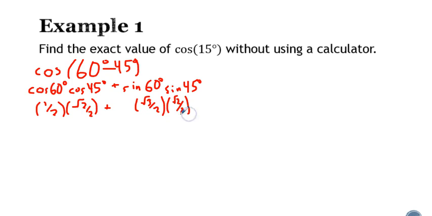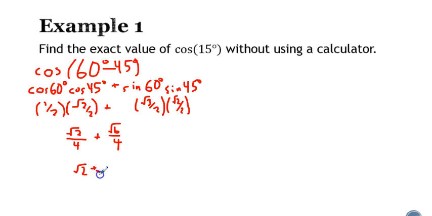Now I do still need to simplify this sum. Don't just stop once you perform those substitutions. When you multiply fractions, remember you go straight across. So this would be square root of 2 over 4 plus, and then since both of those numbers are inside the radical, you can multiply them together, and that would be square root of 6 over 4. And then since we have a common denominator, we can go ahead and write this as square root of 2 plus square root of 6 over 4.